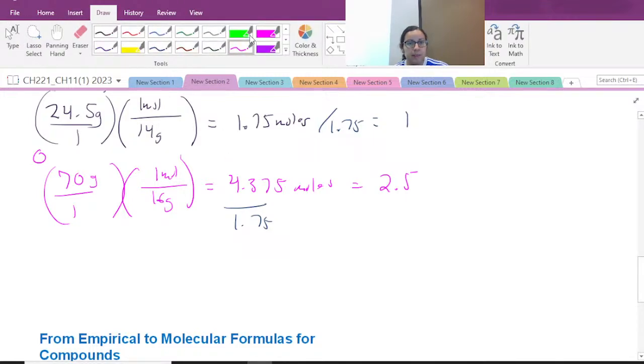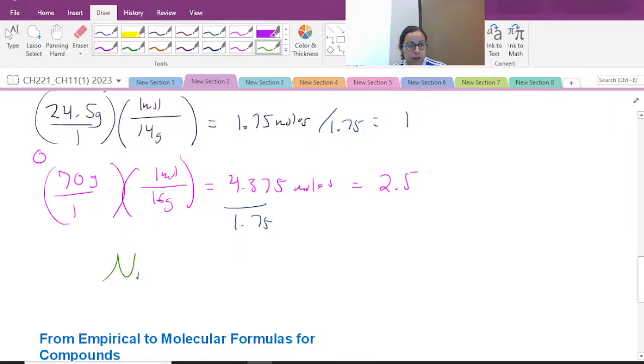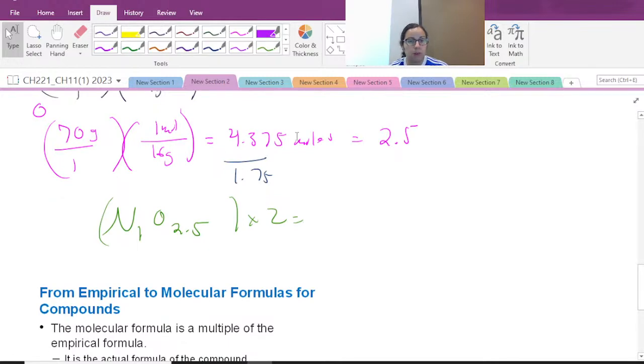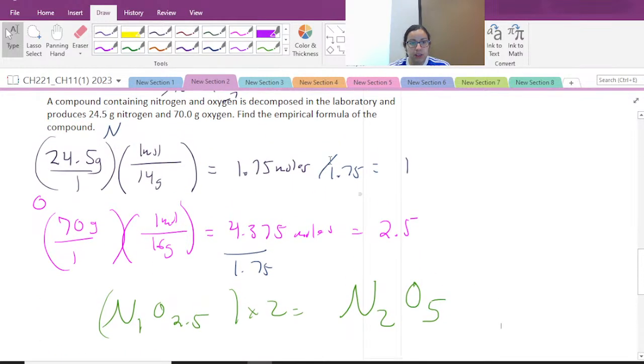So now we're here. And so nitrogen is a 1 ratio. Oxygen 2.5. So now we'll say all of that times 2 to give us our whole numbers and our formula. So that would be dinitrogen pentaoxide then. So that was a pretty nice one with numbers. Any questions about this one?